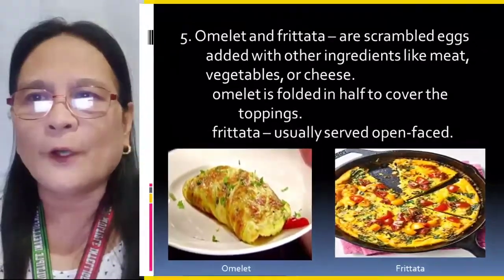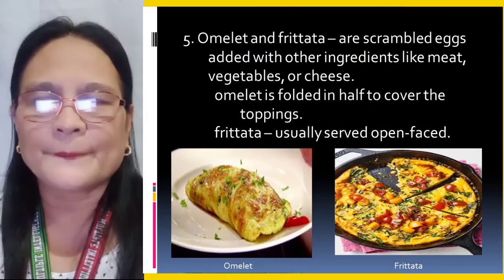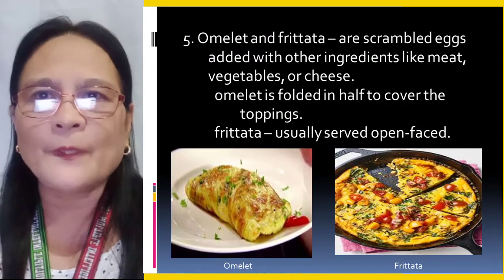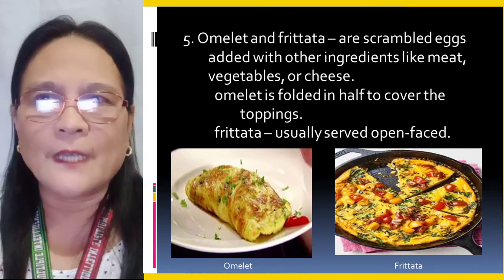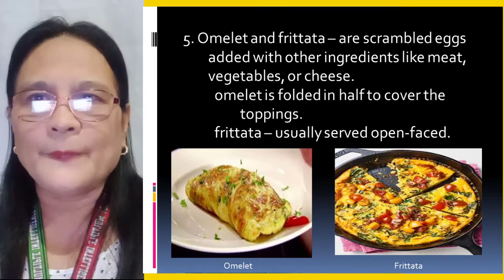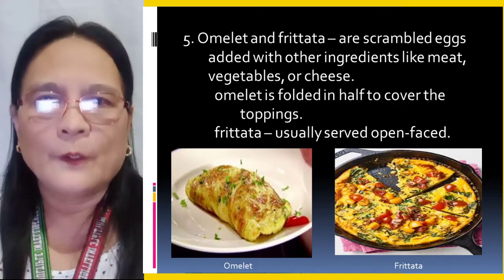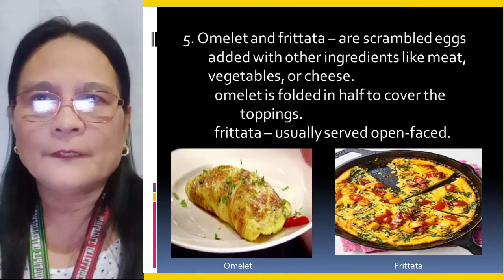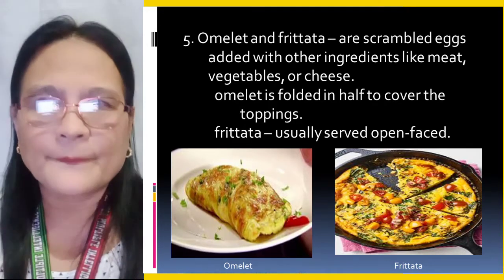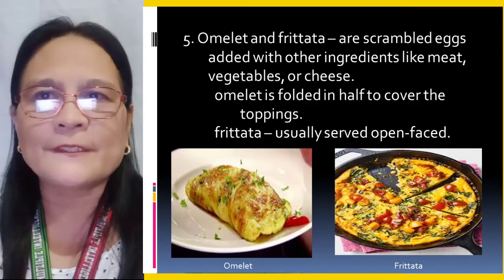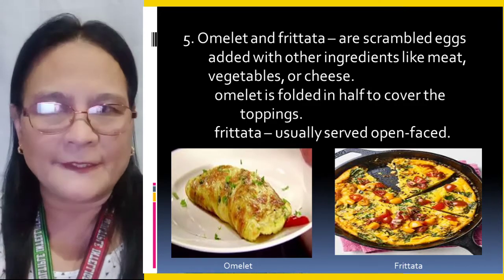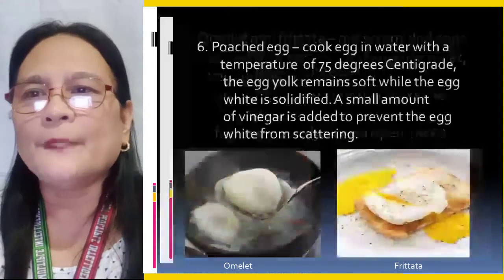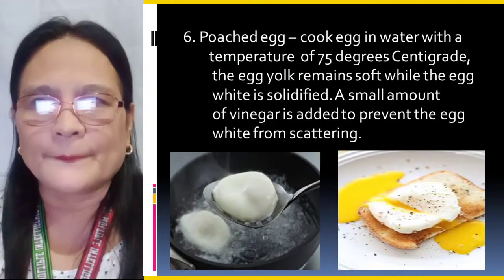Number 5 is the omelette and the frittata. These are scrambled eggs added with other ingredients like meat, vegetables, or cheese. Omelette is folded in half to cover the toppings. Frittata is usually served open-faced.